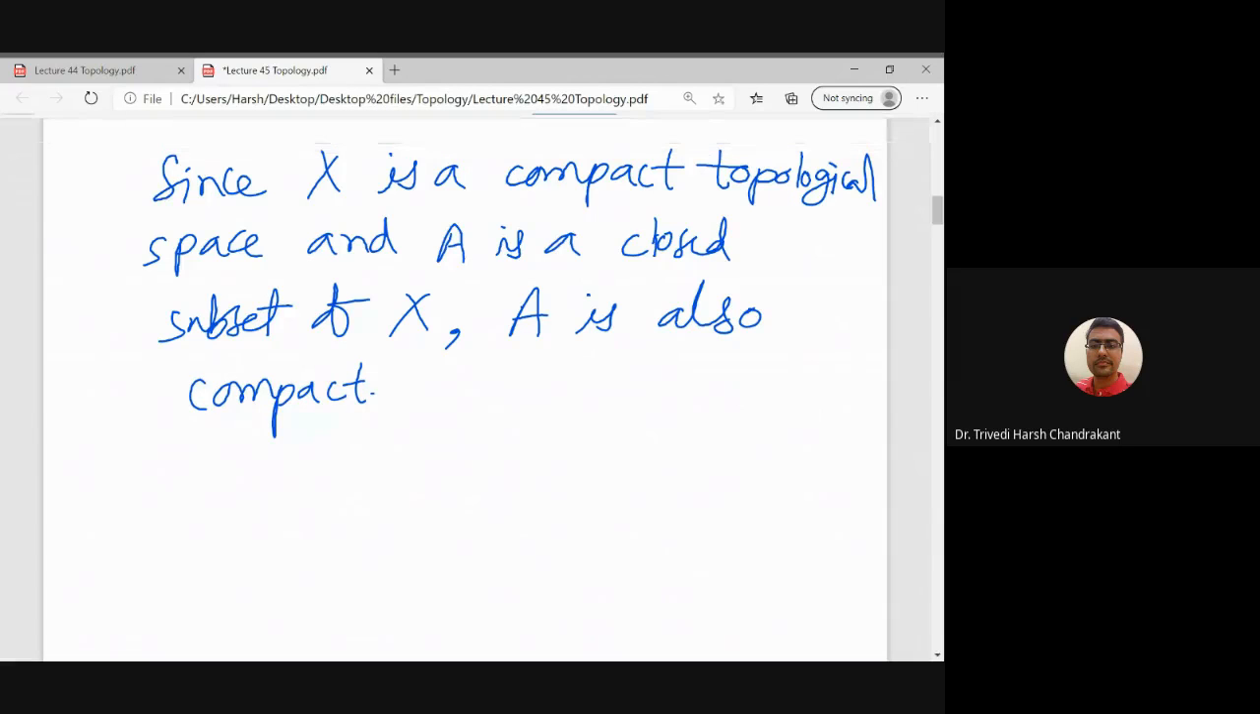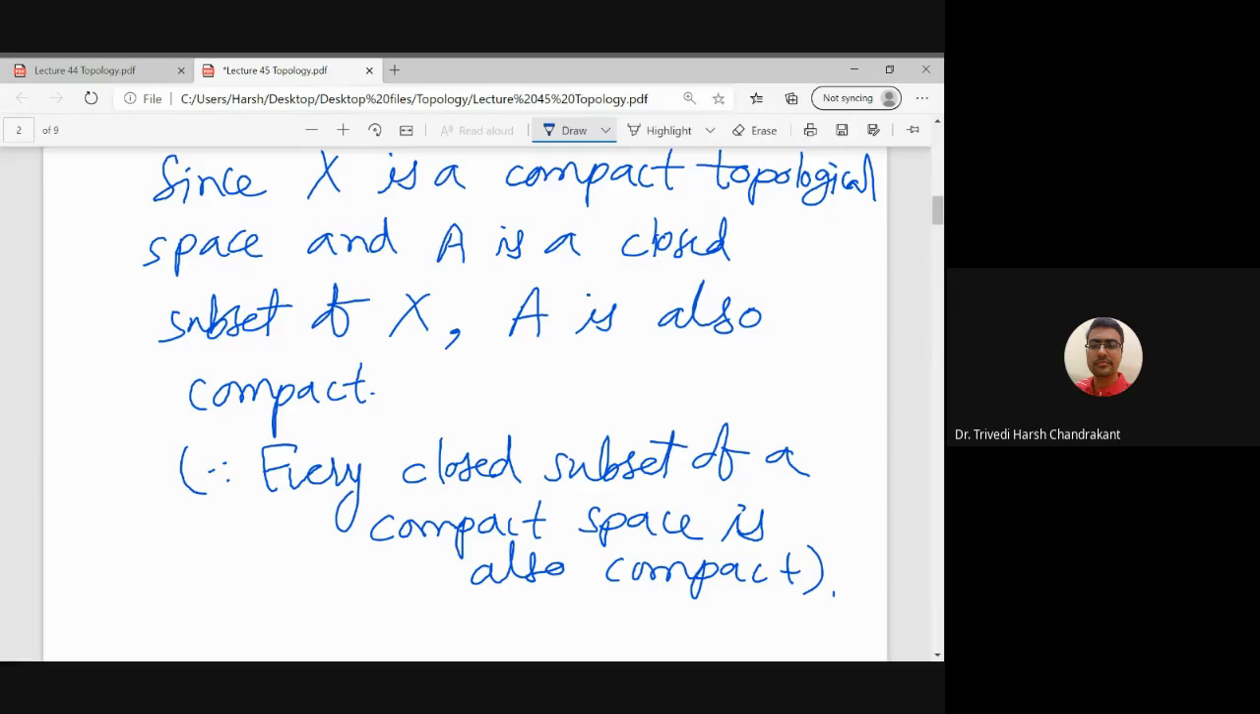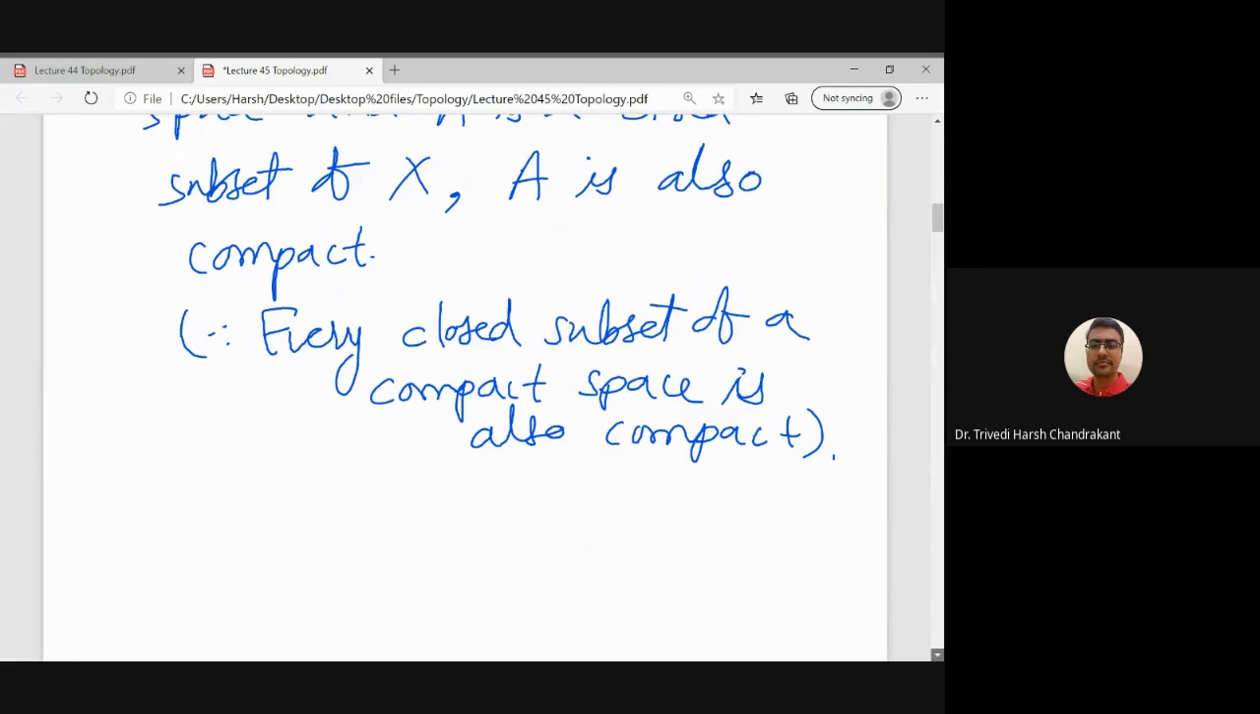So here we are using that every closed subset of a compact space is also compact. So we proved that A itself is a compact space.